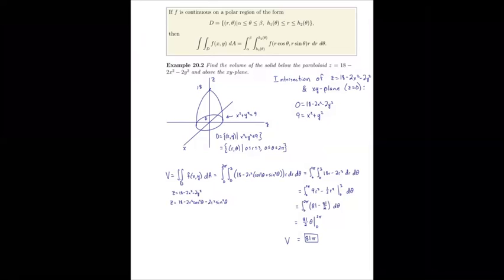This, in fact, is a volume because we've more or less visually confirmed that this surface is above the xy plane. It's positive everywhere within this region, so it is, in fact, a volume.